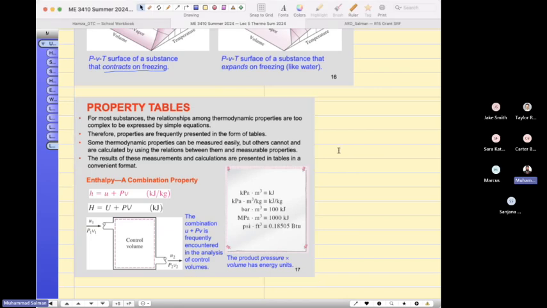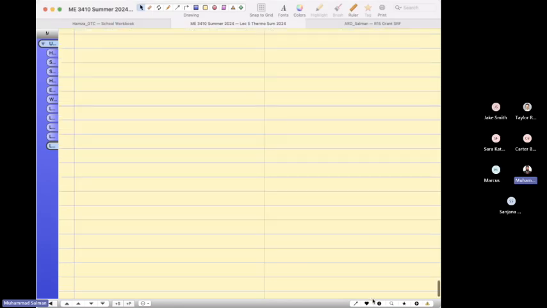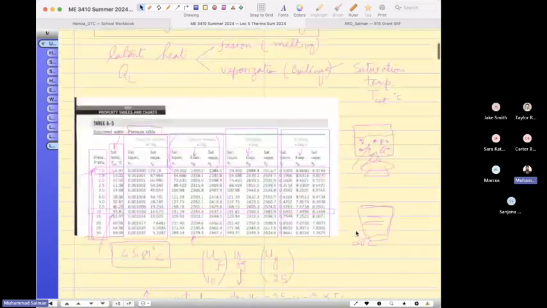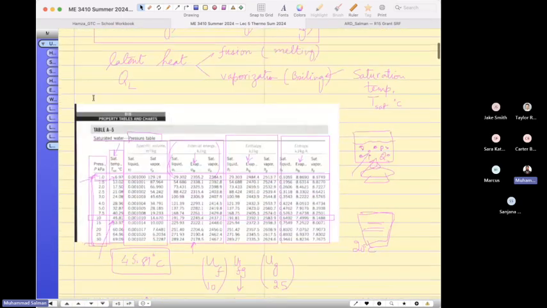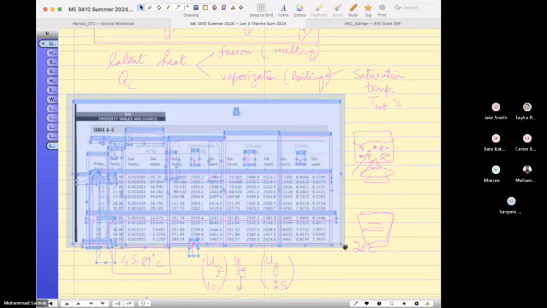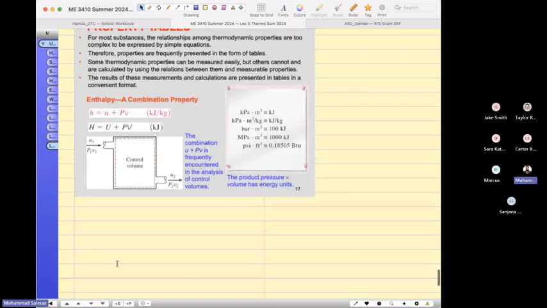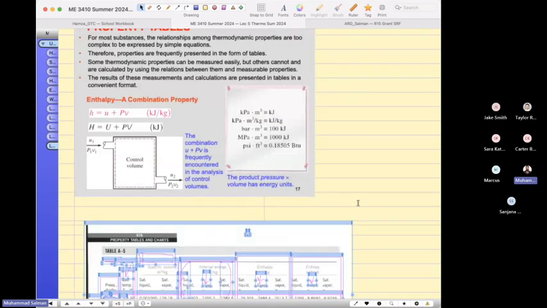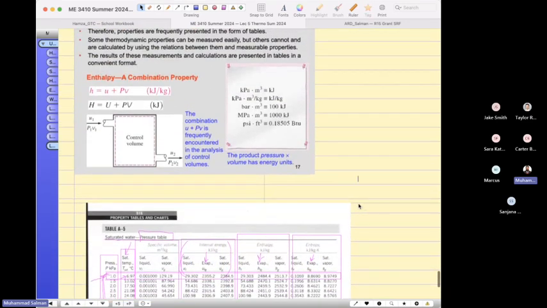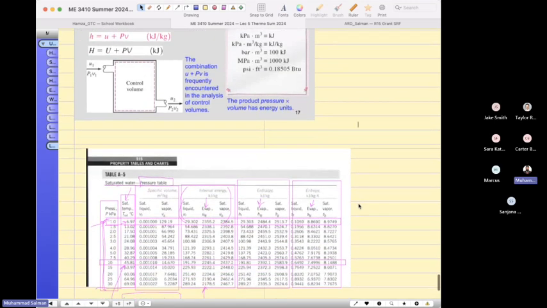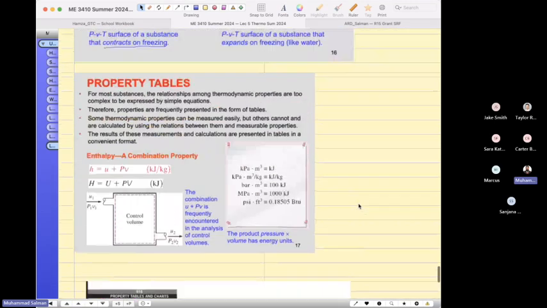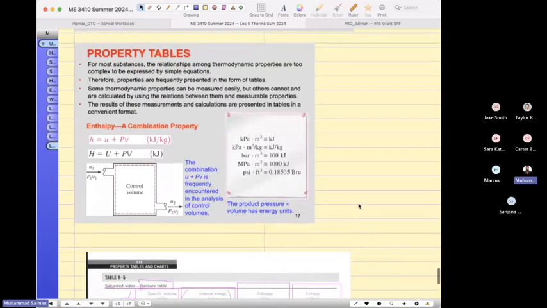So we were talking about the table properties, and I have alluded to you that these table properties, let me copy and paste in our slide here, will help you to understand the different types of properties associated with a pure substance.